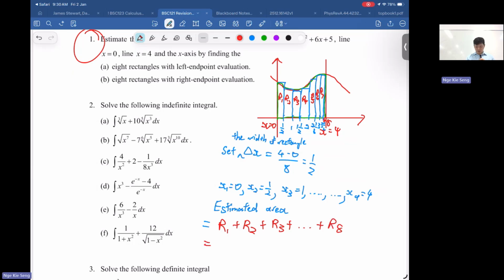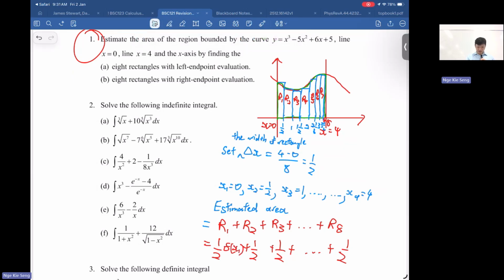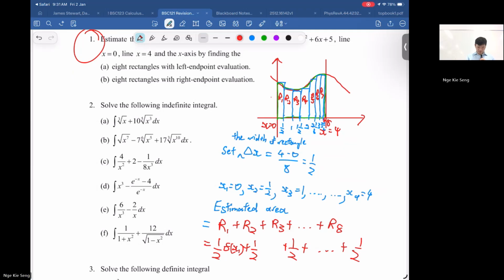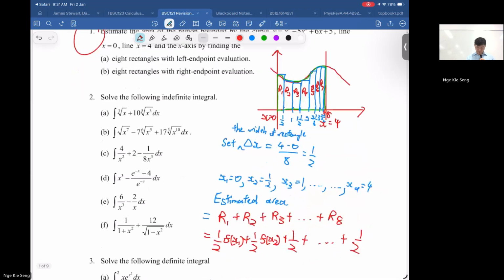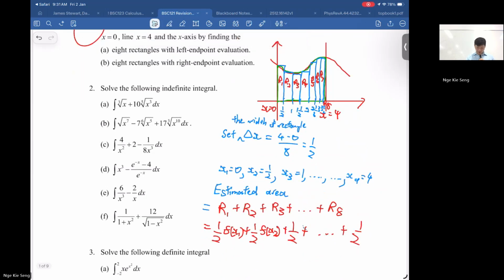Okay. We know all their widths are just half, but what's their height? Their height is taken to be the left endpoint. Okay, so you pick the left point to evaluate. So for example, for R1, right? We'll take x1 equals 0. And then for R2, we'll take x2, and so on.